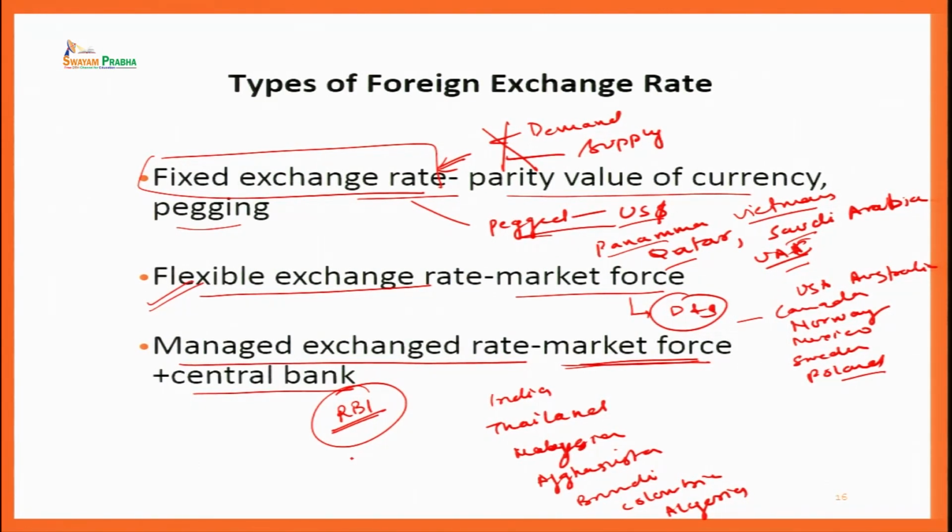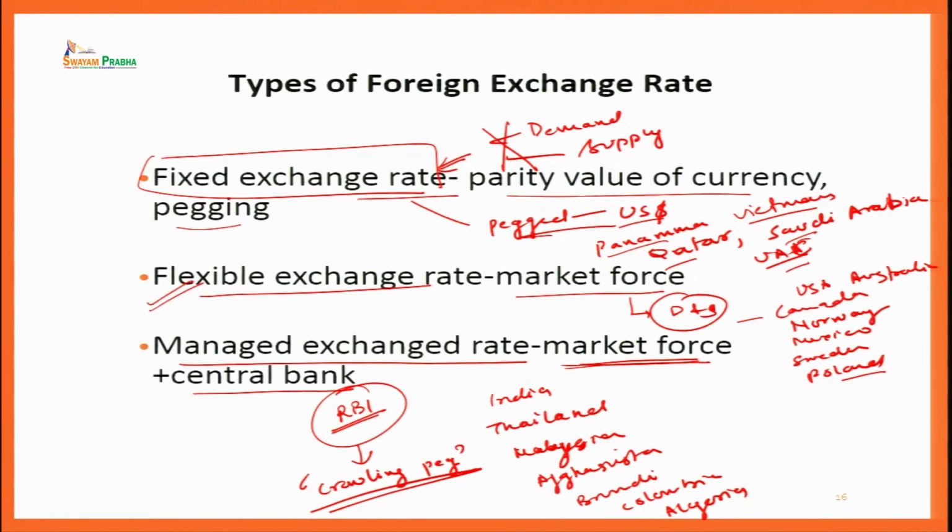So here the central bank will be buying or selling foreign reserves or foreign currency to maintain a certain range, and this is what is known as crawling peg. Where the central bank is buying and selling certain currency in order to maintain a certain range, it is known as a crawling peg.